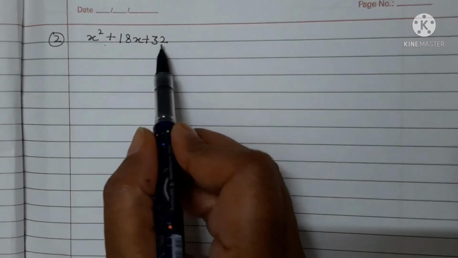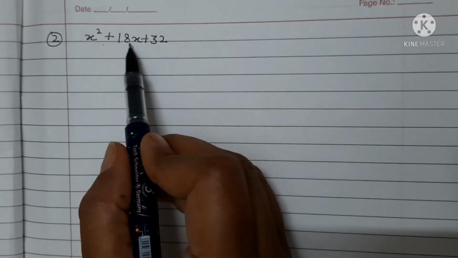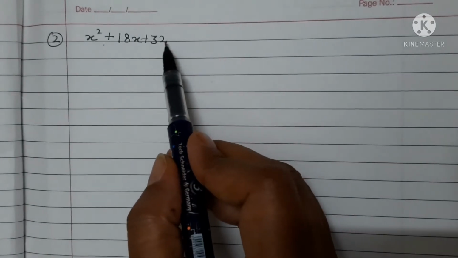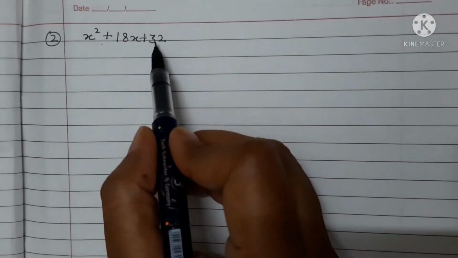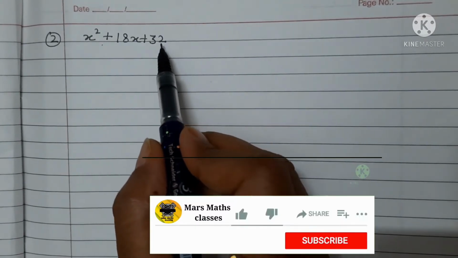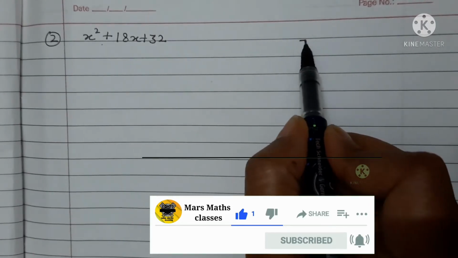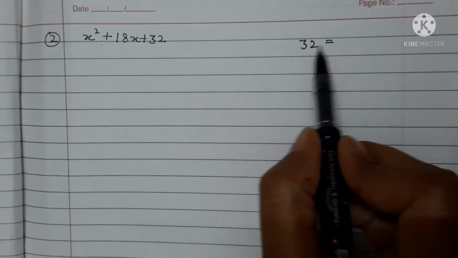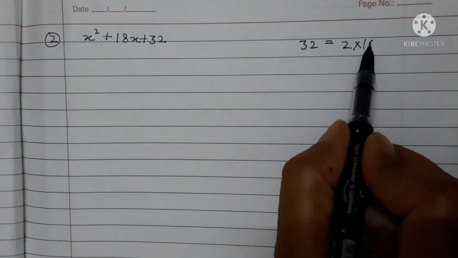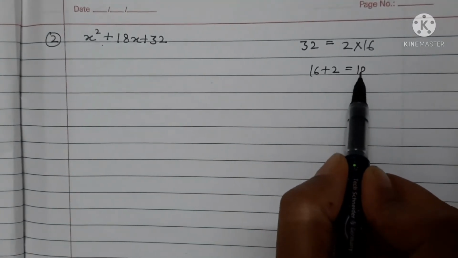Next question: x square plus 18x plus 32. Now we will solve it by splitting the middle term. Find two factors of 32, so that when you add those two factors you will get 18. 32 is equal to 2 into 16, and when you add 16 plus 2 you will get 18.